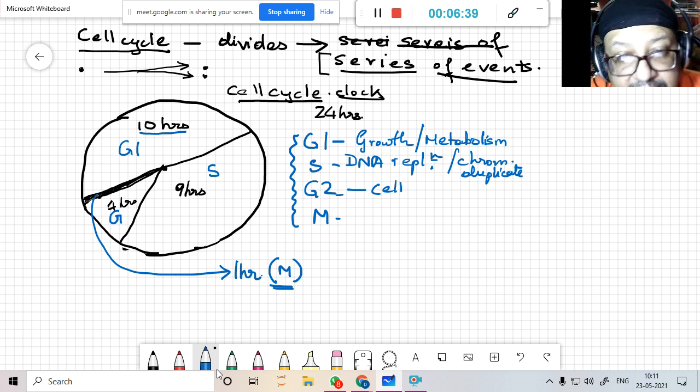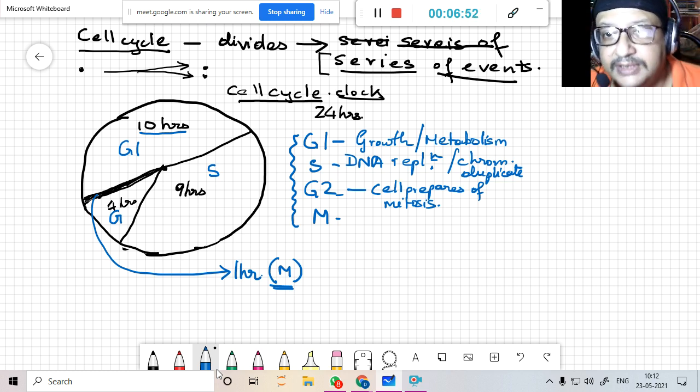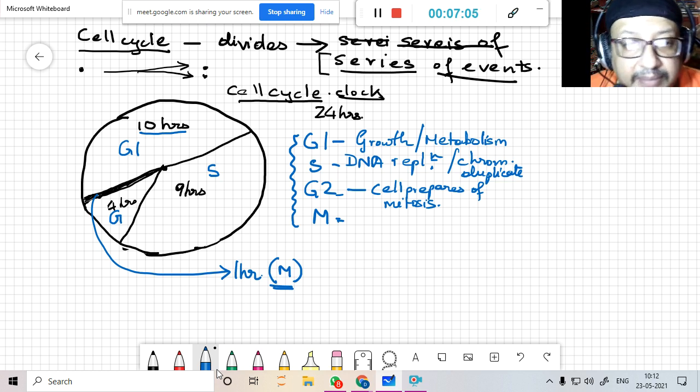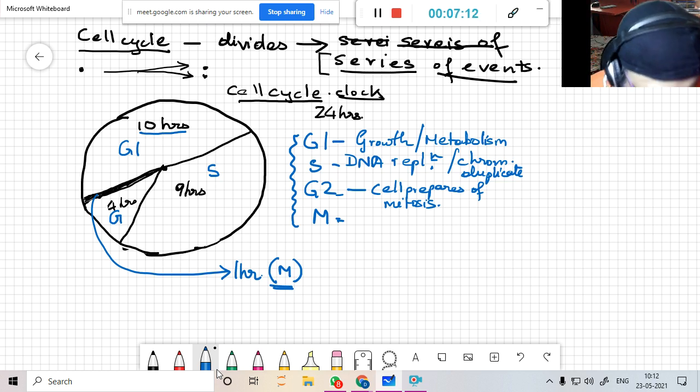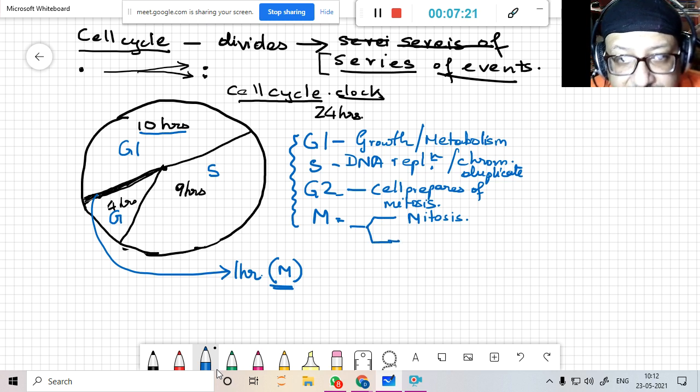Cell prepares for mitosis. It checks whether the cell is in the position to go for mitosis. You have certain organelles disappearing, certain events happening during this G2 phase. And then you have the actual M phase or the mitosis phase which takes place. This can be divided into 2 phases. One is the real actual mitosis phase and the other phase is known as cytokinesis.